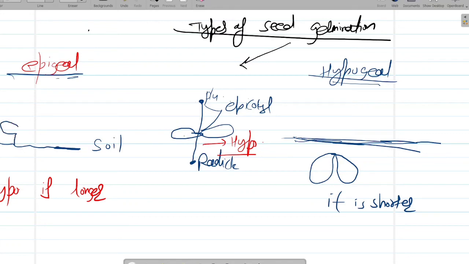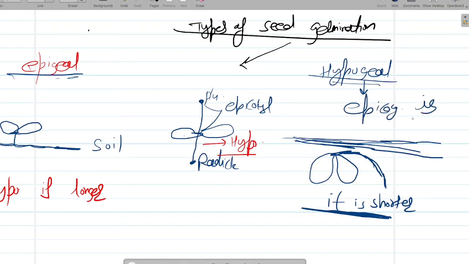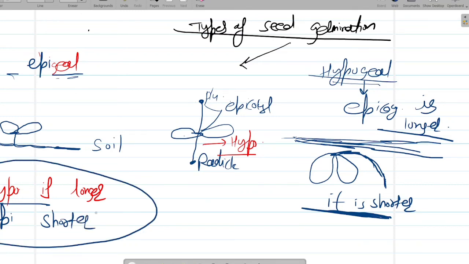That's why your cotyledon will come out from the soil surface, while here your hypocotyl is shorter than in epigeal germination. That's why your cotyledon will be below the surface, like this. In hypogeal germination, your epicotyl part is longer than the hypocotyl, while in epigeal germination this will be different. In epigeal germination your hypocotyl will be longer, while your epicotyl part will be shorter. If you can remember this for epigeal germination, just do the opposite for hypogeal germination. Your hypocotyl will be shorter in hypogeal germination, while your epicotyl part will be longer.